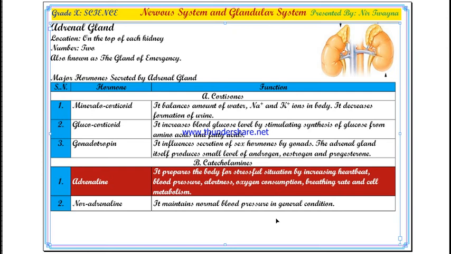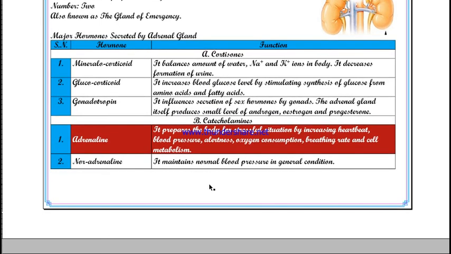And you have studied the same in ANS, autonomic nervous system as well, isn't it? Sympathetic nervous system and parasympathetic nervous system. Actually, sympathetic nervous system causes release of adrenaline hormone, and parasympathetic nervous system causes release of noradrenaline hormone. So they work along with the autonomic nervous system. That's all about the hormones of adrenal gland.